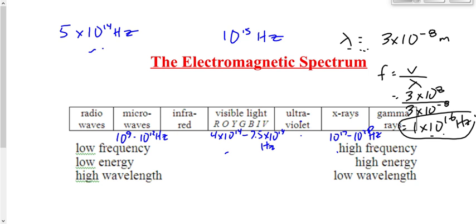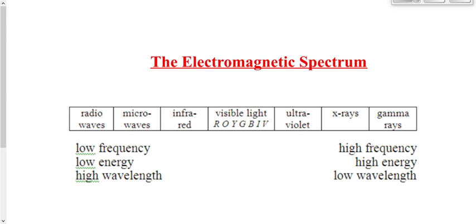We can do the same thing with energy, except it's a different equation that you haven't learned yet. Ethan? V equals F lambda? Yes. You also have the one for energy, but it's not going to make sense to you yet, so I'm not going to tell you what it is yet. All right. One more thing.